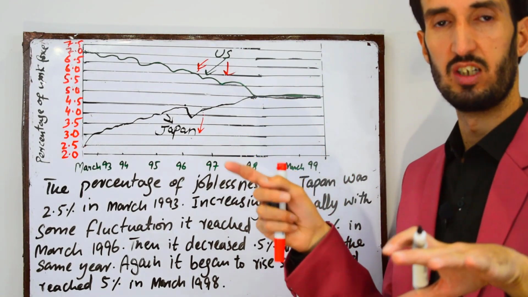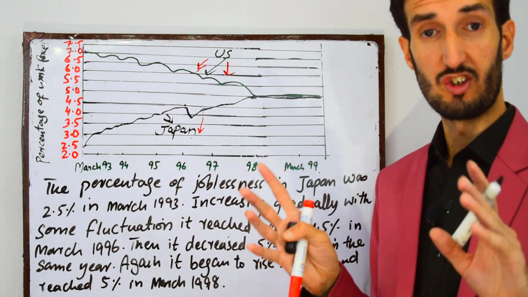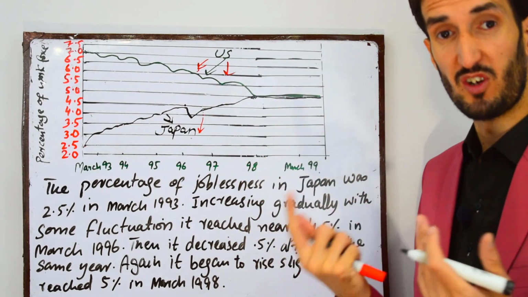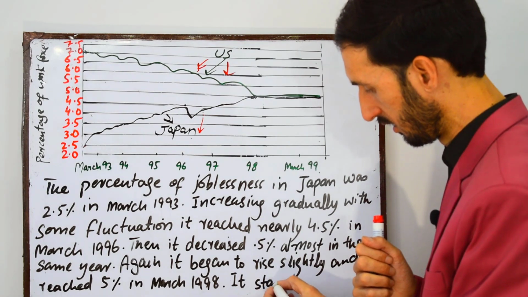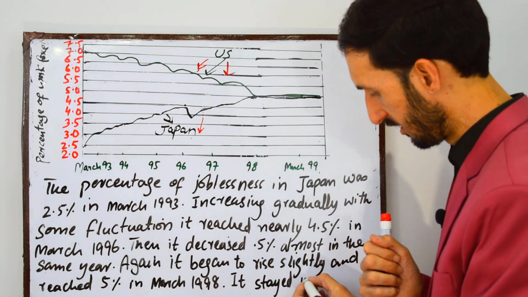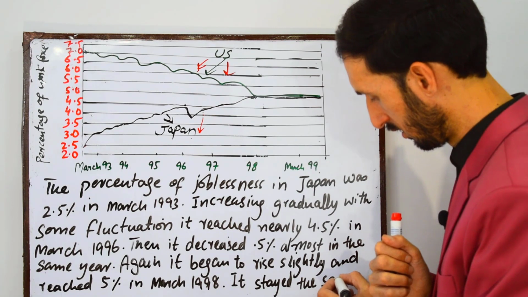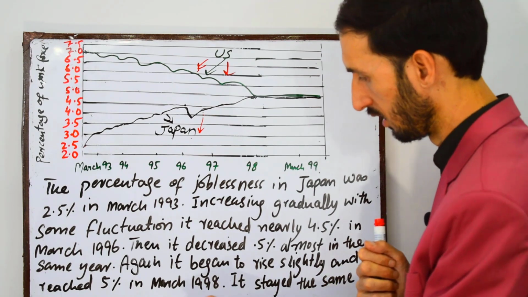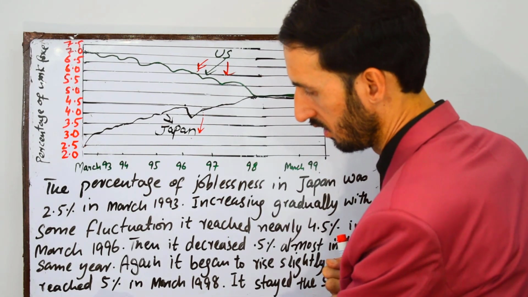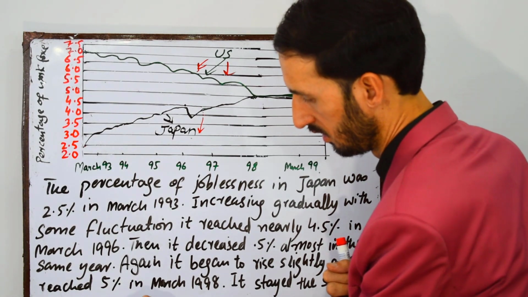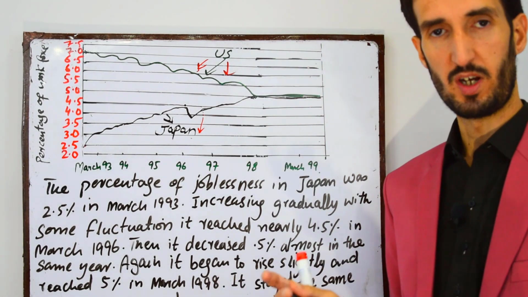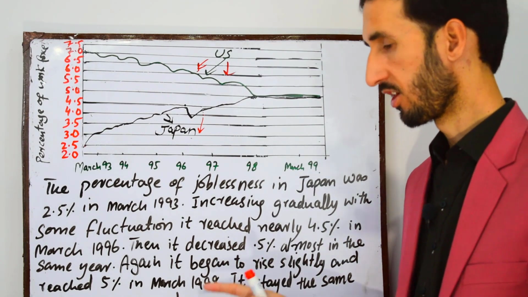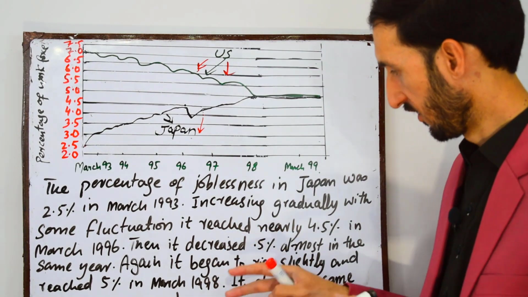It didn't change. It remained the same. So how will I write this? It stayed the same till the very end. Right? So I've written the first body paragraph, and I don't have any space.